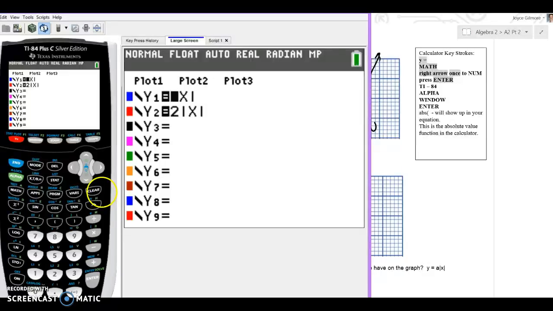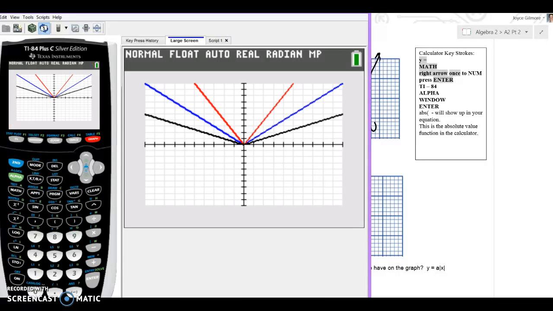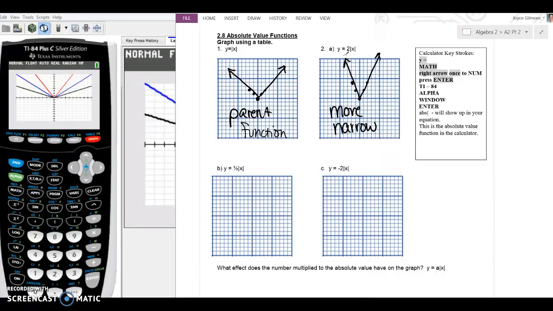Back to y equals, and I'm going to leave everything in there. To put in 1/2 times the absolute value of x, parentheses 1 divided by 2, that's the best way to get that fraction in there. And then absolute value of x. Get your screen to look like that. This is one. And then graph. And our guess was correct. This made a wider graph. So from that vertex, up 1, out 2, that makes a much wider graph.